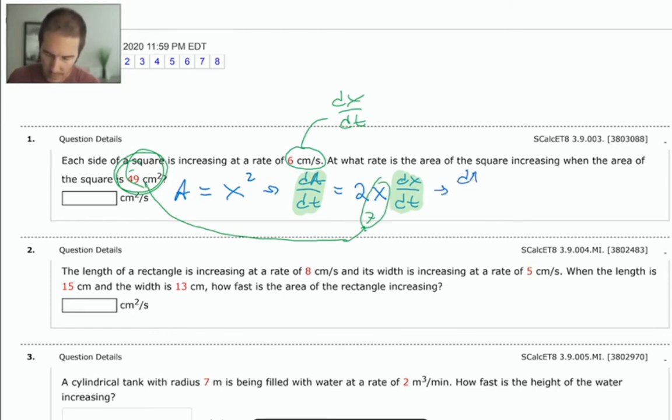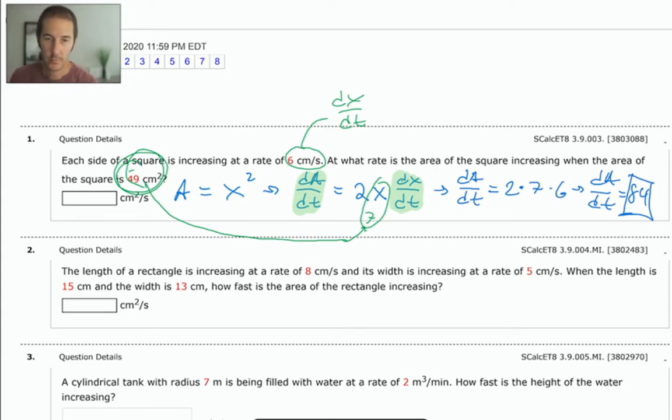I don't know what dA/dt is. On the right-hand side, though, I've got 2 times my side length, which is going to be 7, times the rate of change of the side length, which is going to be 6, which means that the rate of change of area with respect to time is equal to, however you want to do that, 6 times 7, 6 times 6, 36, 42, double 42, 84. And that's 84 square centimeters per second.